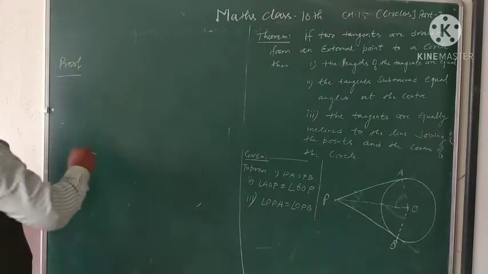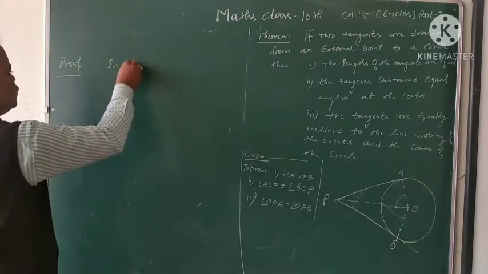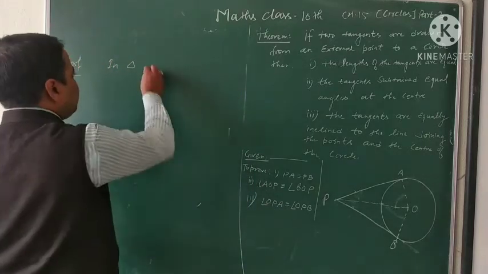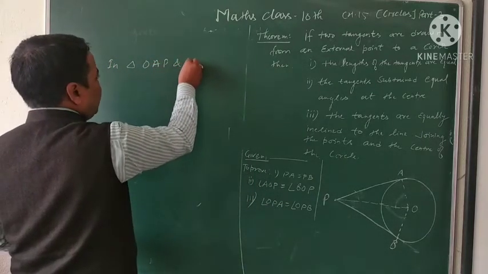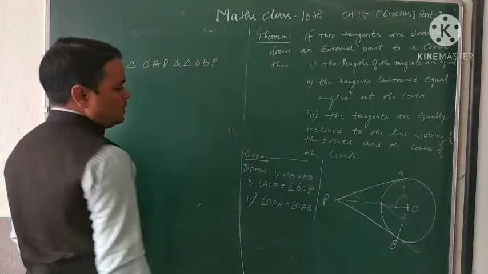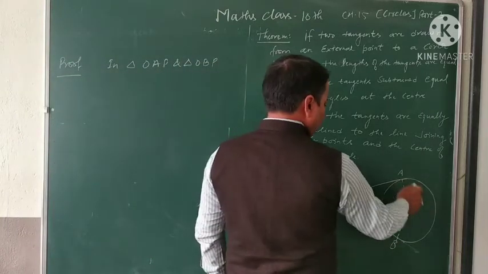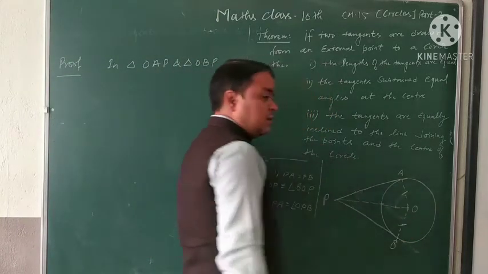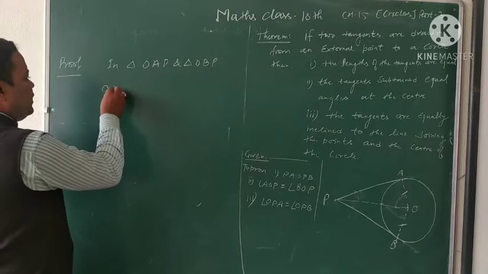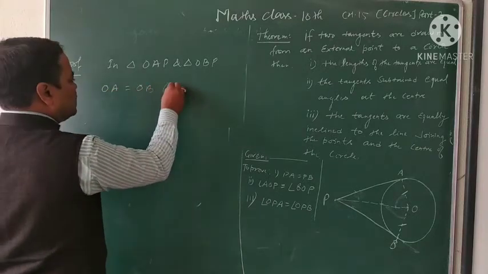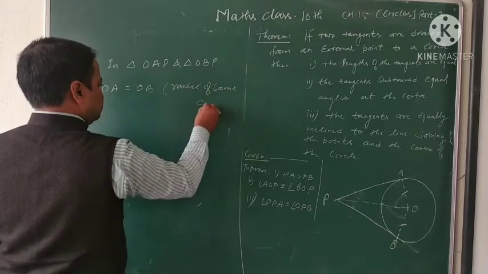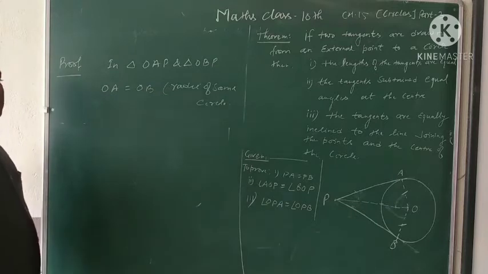For this, just take two triangles: triangle OAP and triangle OBP. We know that OA and OB are equal. Why? They are radii of the same circle. Here OA is equal to OB because they are radii of the same circle.